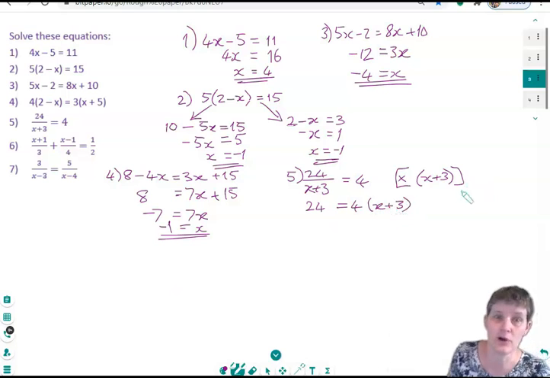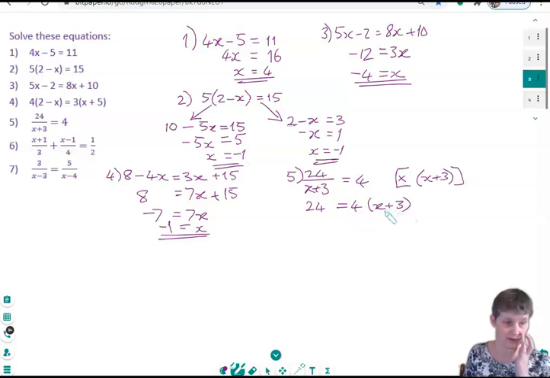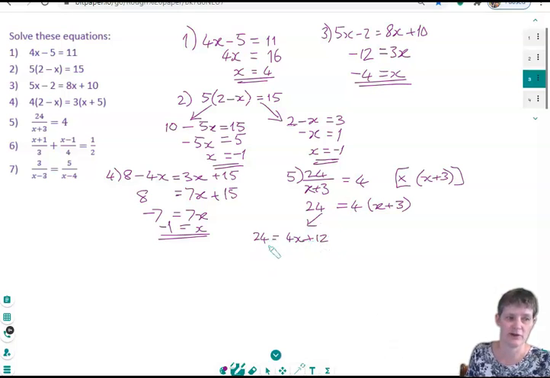Now this is another one where either you can expand the brackets, or you can say, well, 4 goes into 24. So I'm going to do it both ways again. So expanding the brackets, we get 24 is 4x plus 12. Take away 12 both sides, so 24 minus 12 is 12, and we're left with just 4x on the right. And then divide by 4 both sides, so we get x is 12 divided by 4, which is 3.